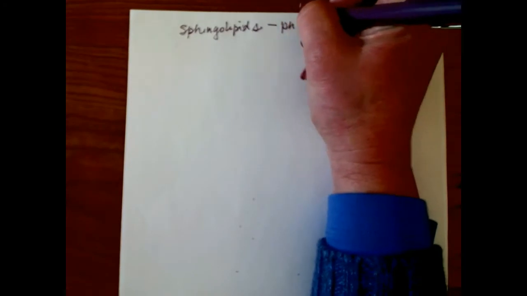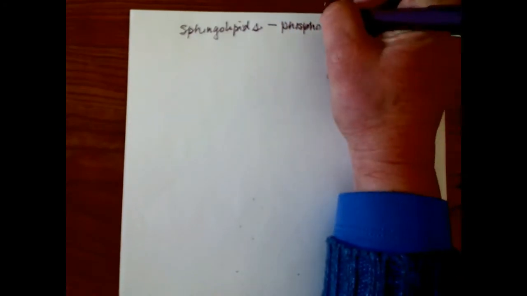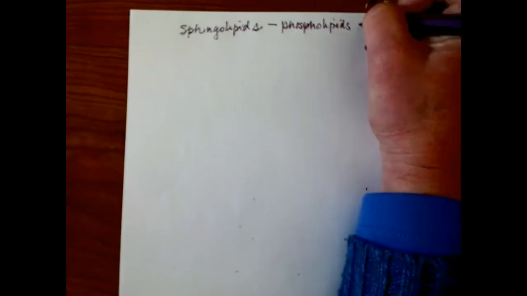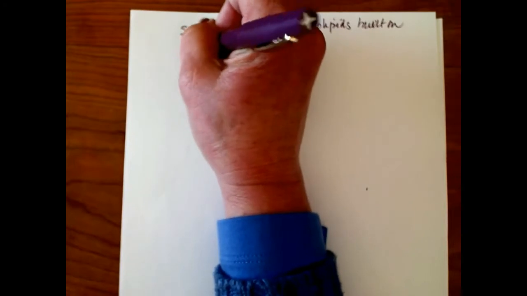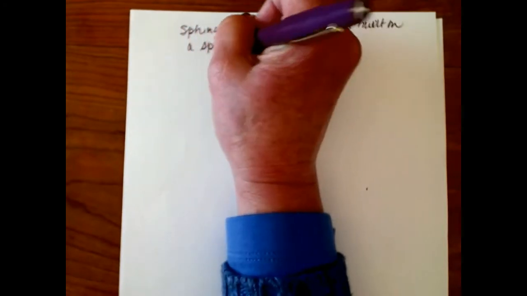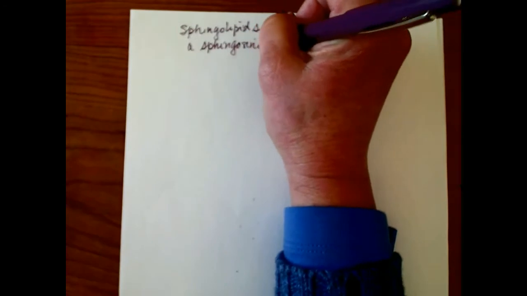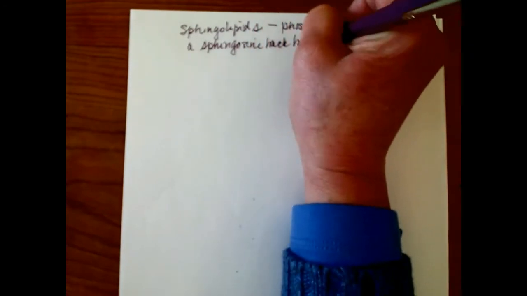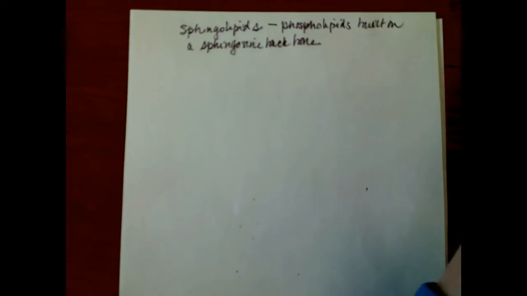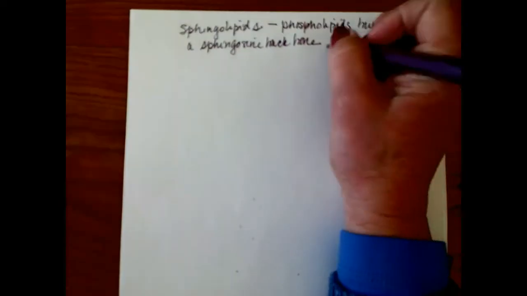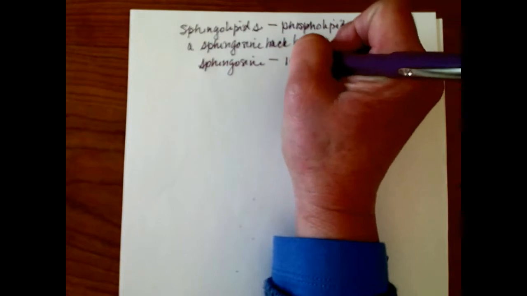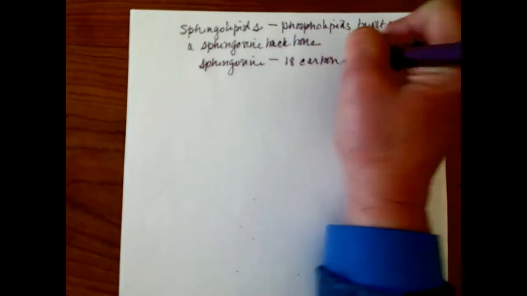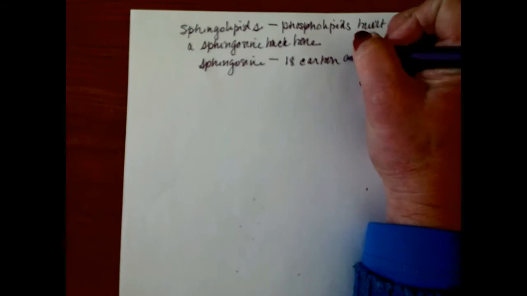Basically, these are phospholipids that are built on a sphingosine backbone. And sphingosine is an 18-carbon amino alcohol.